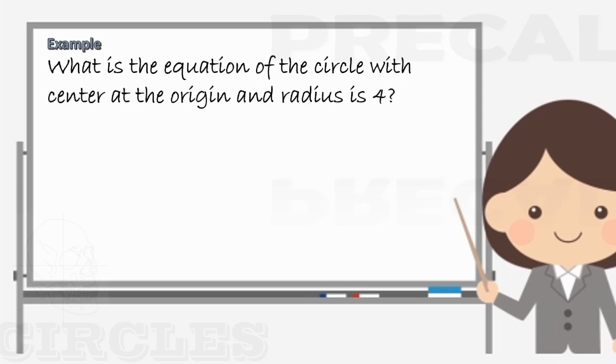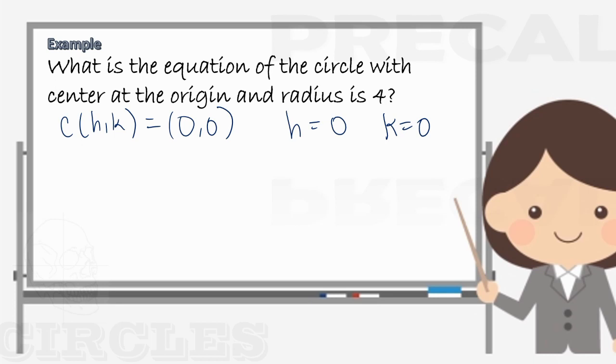For example, for case 1, what is the equation of the circle with center at the origin and radius is 4? So, una, hanapin muna natin yung mga given. So, yung given natin na center, h and k is equal to 0 dahil nasa origin daw yung center. So, meaning, h is equal to 0, k is also equal to 0. Then, yung given natin na radius r is equal to 4.